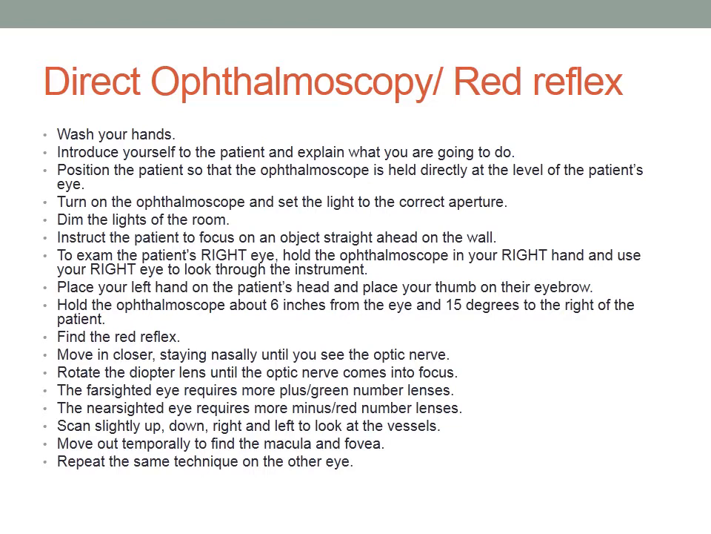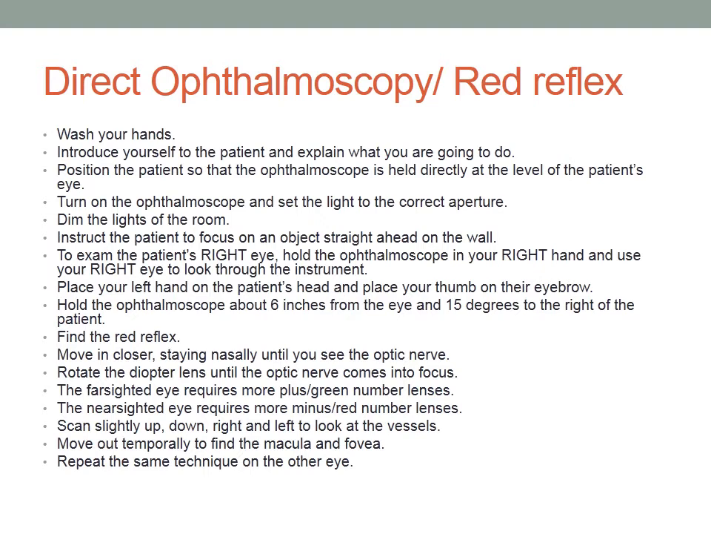To examine the patient's right eye, you must hold the ophthalmoscope in your right hand and use your right eye to look through the instrument. Always remember there is a rule of 3 R's and 3 L's: right eye, right hand, right eye, or left eye, left hand and left eye of the examiner. Place your left hand on the patient's head and place your thumb on their eyebrow. Hold the ophthalmoscope about 6 inches from the eye and 15 degrees to the right of the patient.